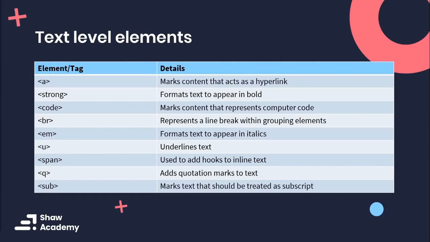and you can do so with the span tag. We also have the quotation element or quotation marks element, and this allows you to quote specific content in a paragraph, for example, and this is quite powerful when using things such as articles as well as blogs. And then lastly, we have the sub element, which marks text that should be treated as subscript. Wonderful stuff. Now let's move on to grouping elements.